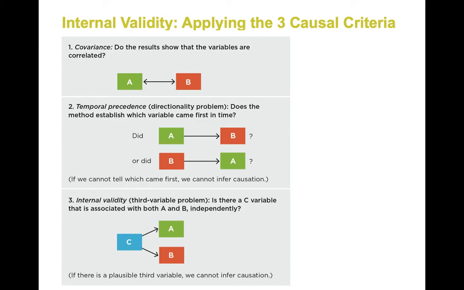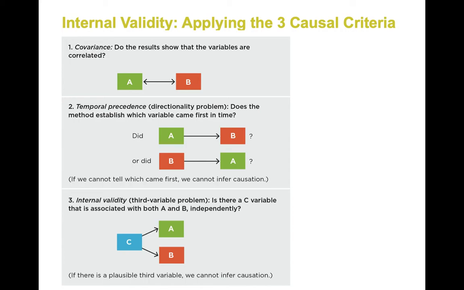All right, but what about temporal precedence? Temporal precedence asks the question, does the method establish which variable came first in time? Is the study able to show us, or are we able to infer that variable A comes before variable B? Okay, because if the study can't establish, or if we can't tell which variable comes first, we can't infer causation.